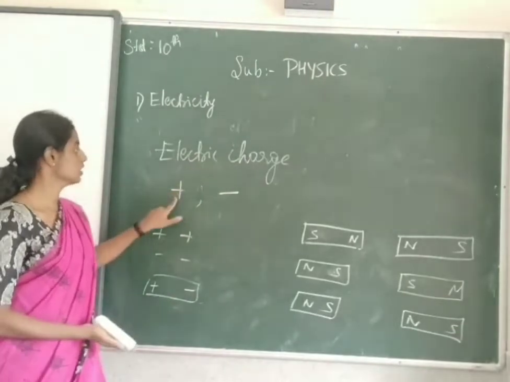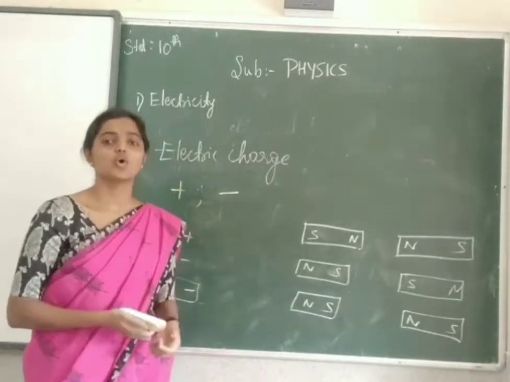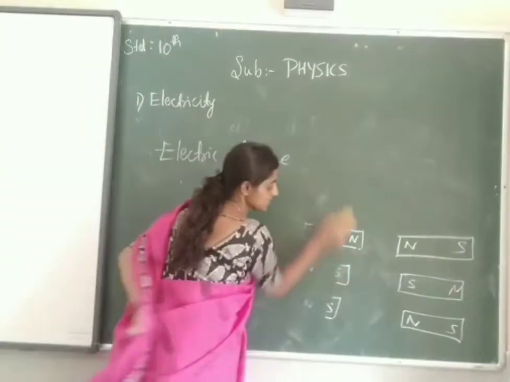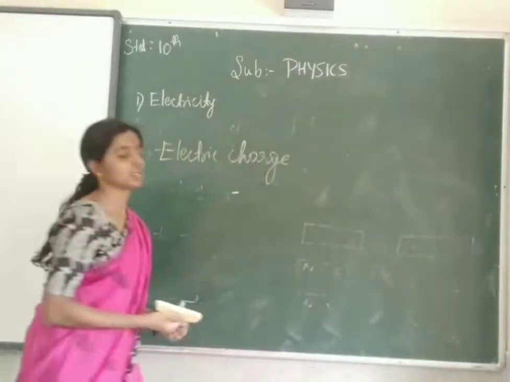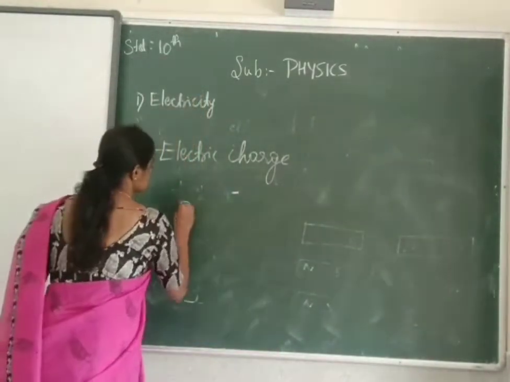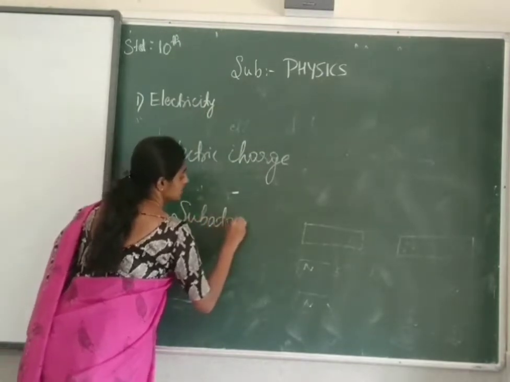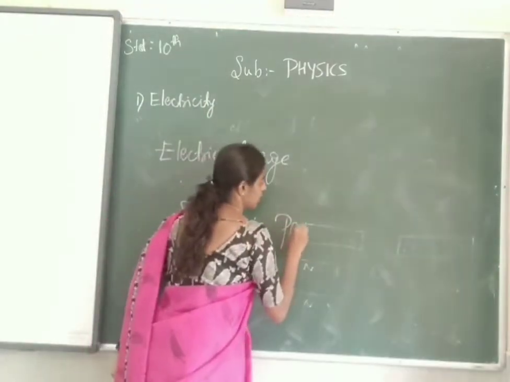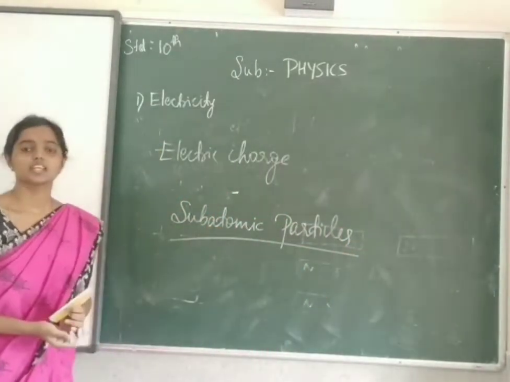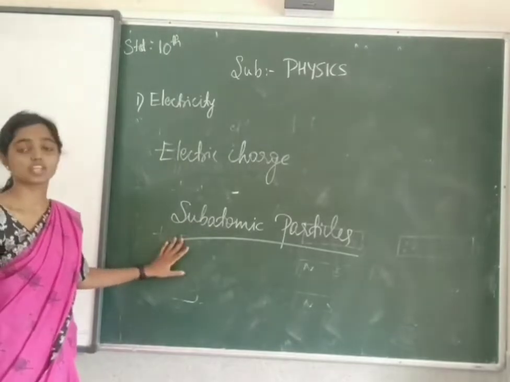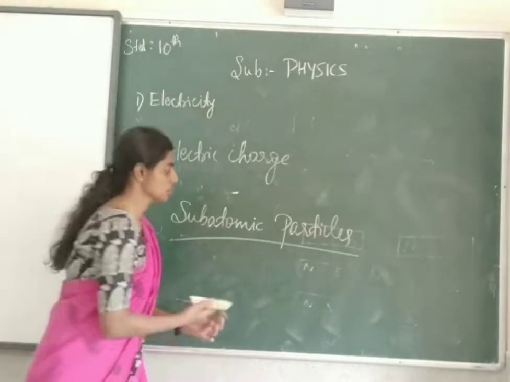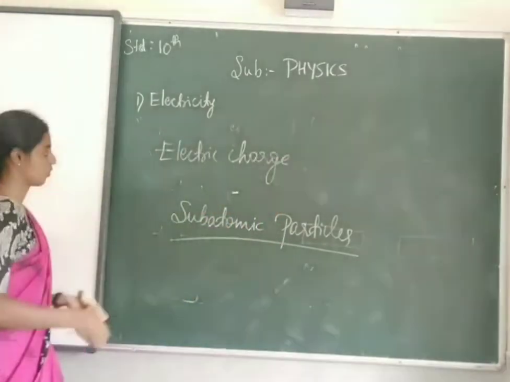Now we know electric charges are plus and minus. Now we will see who carries these charges. These charges are carried by tiny particles called subatomic particles. Are you familiar with the word? Yes, we studied this in the 9th standard chemistry chapter, structure of an atom. We studied what subatomic particles are. So no need to go in depth, I'll come directly to the point.